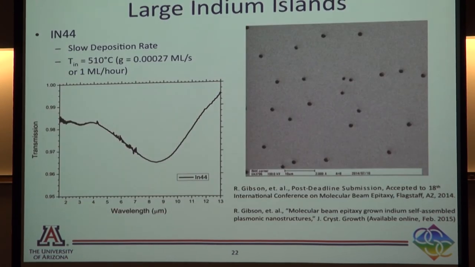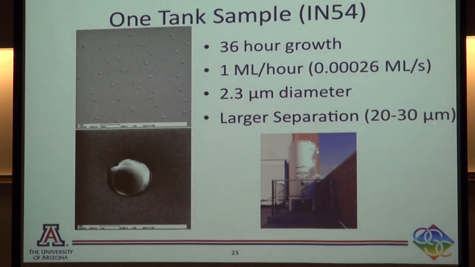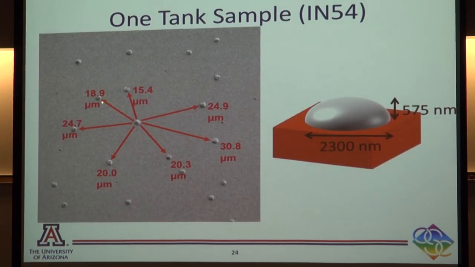So then we decided to grow bigger and see how big an island we can grow. This was a 36-hour growth, and we call it the one tank sample because it effectively takes one tank of liquid nitrogen to grow. We did get 2.3 micron islands, and the separation here was about 20 to 30 microns. Of course then we said, okay, can we grow a two tank sample? And we tried.